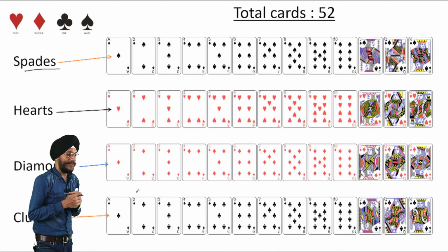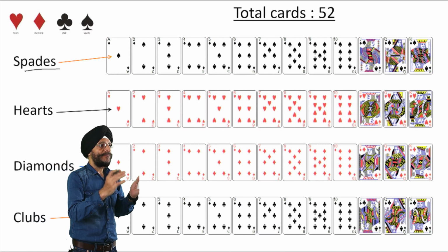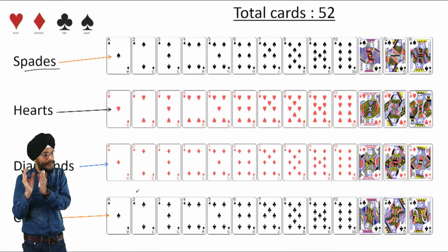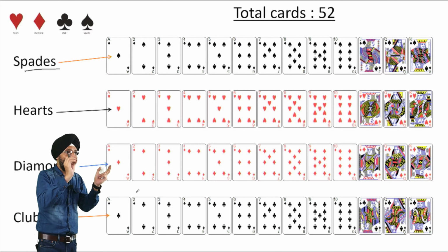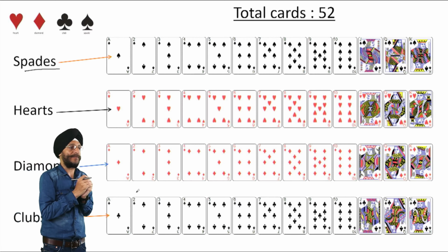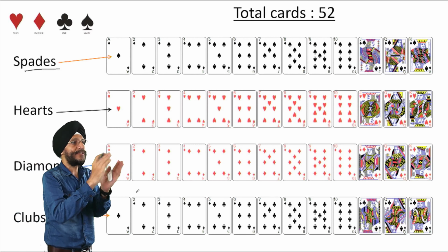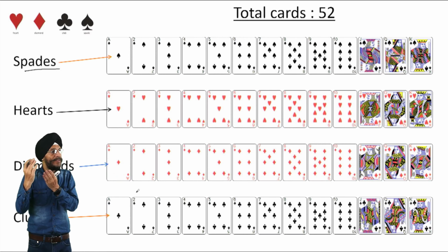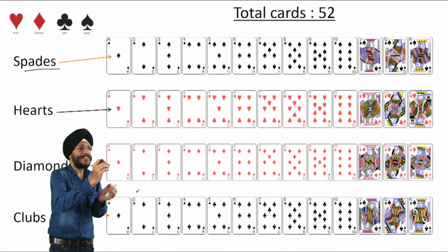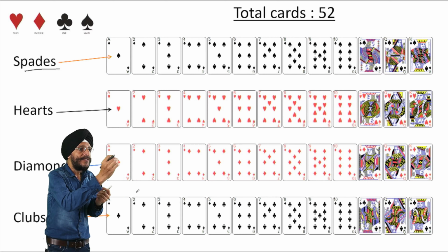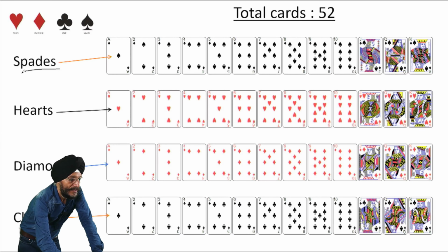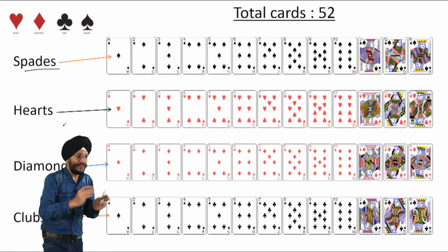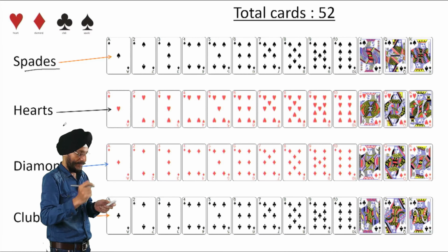To remember which type of cards are red or which type are black, we can remember it as HD. H stands for hearts, D stands for diamond. These are red color. CS, you can remember it as computer science. C stands for club, S stands for spades. Clubs and spades are of black color, whereas HD cards, that is hearts and diamonds, are of red color.